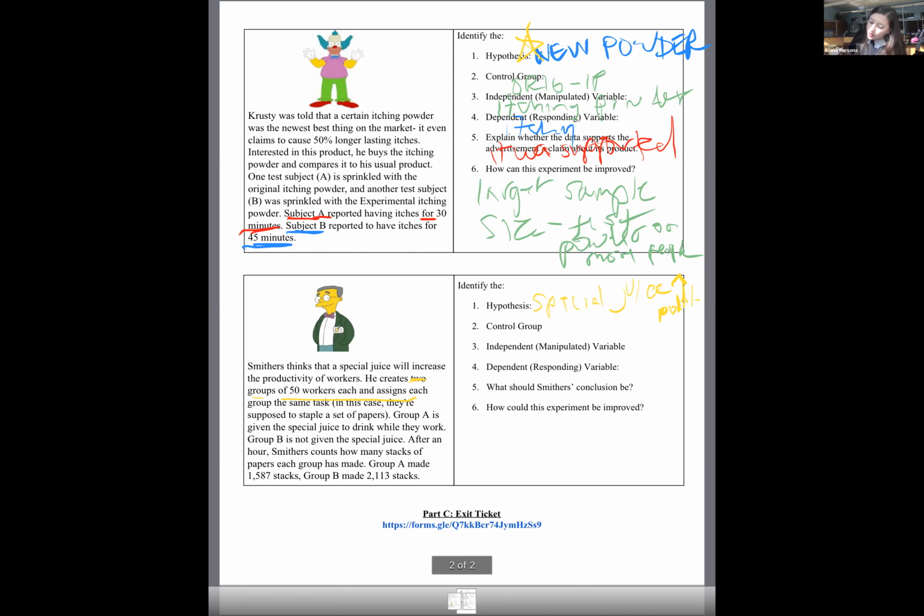Group A is given the special juice to drink while they work, and Group B is not given the special juice. So because Group B is not given the special juice, they are our control group, right? They did not receive the experimental variable. And what is the independent or manipulated variable? It is the special juice. So what did the workers drink while they were working? Did they have the special juice, like Group A, or did they not have the special juice? The dependent or responding variable is their productivity, in this case measured by the number of papers they stapled.